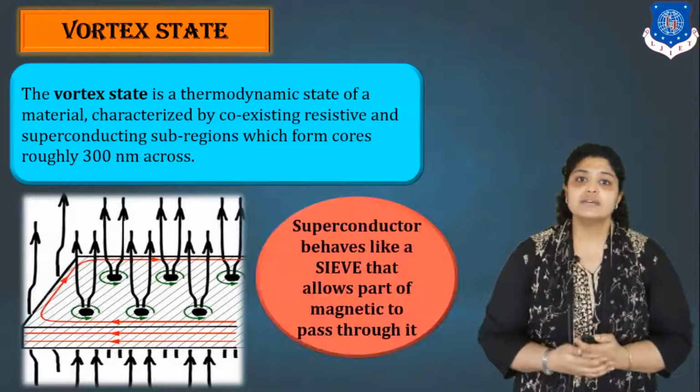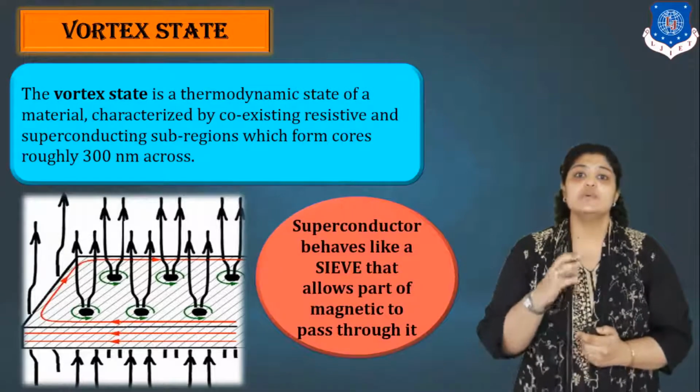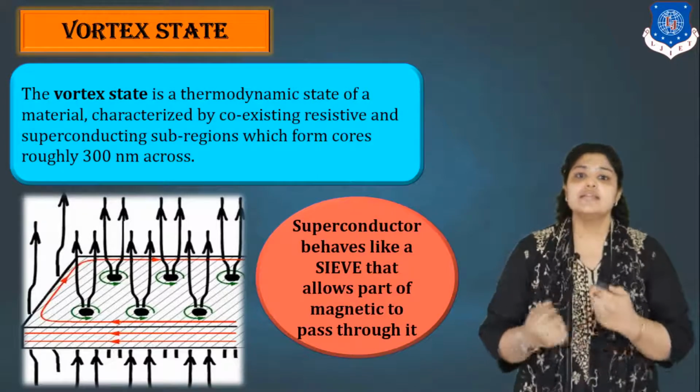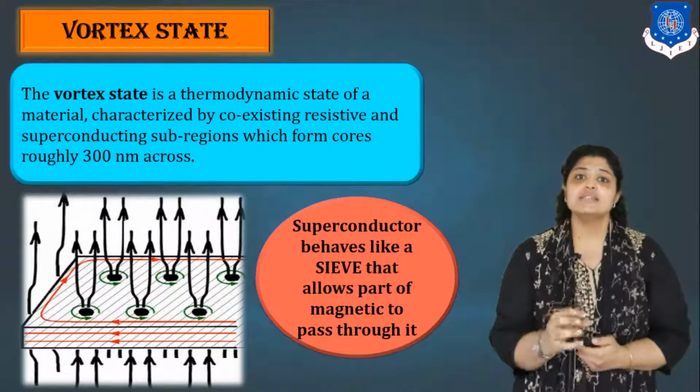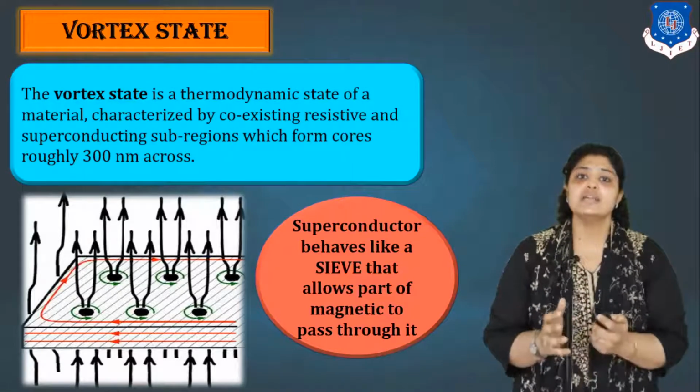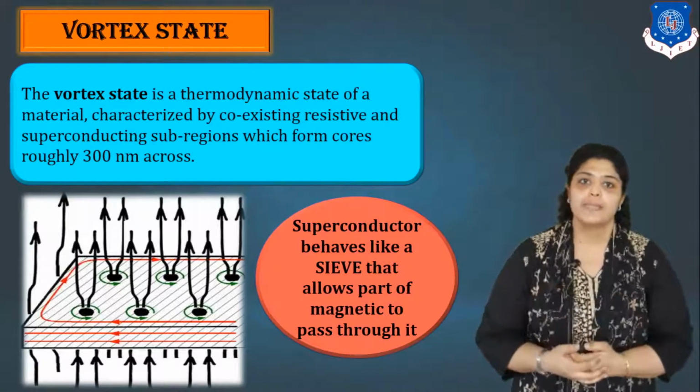So, my superconductor will behave like a sieve. It will allow only some of the lines to pass through it and some of the lines will be repelled. So this exactly means vortex state, wherein resistive and superconducting subregions are together.